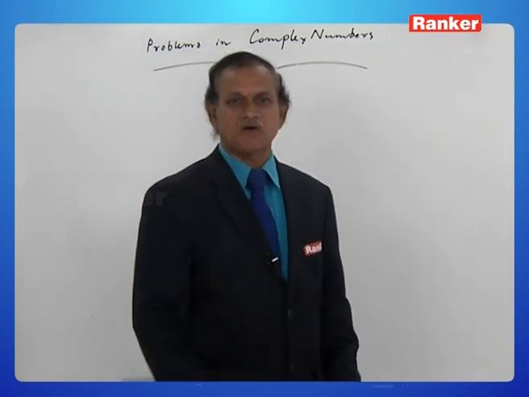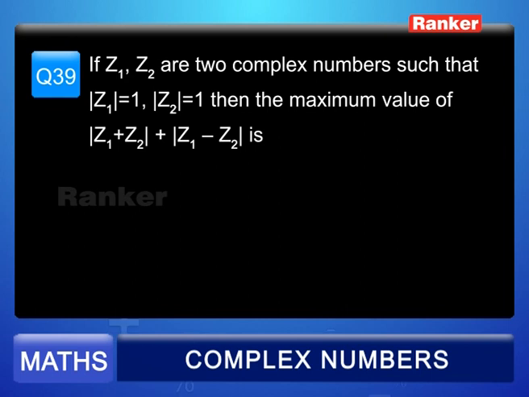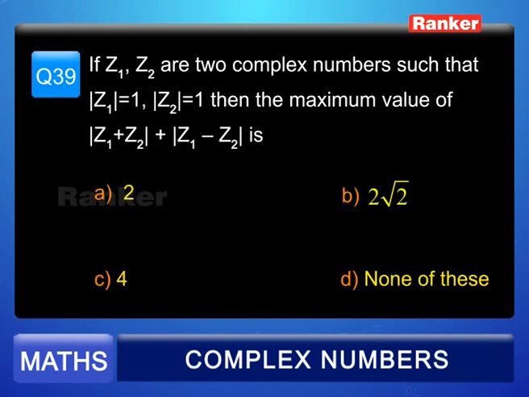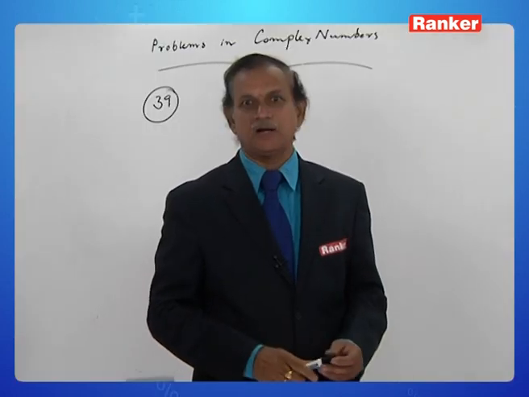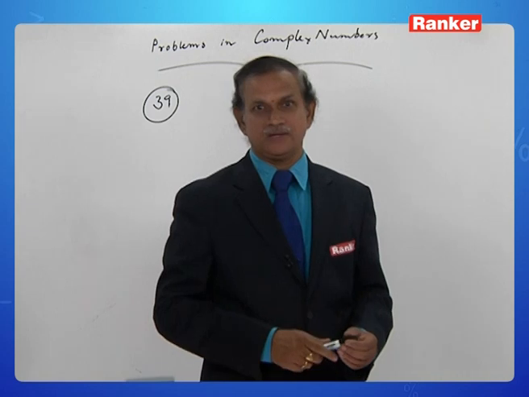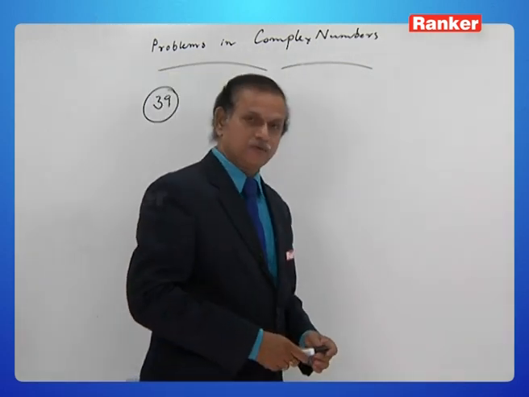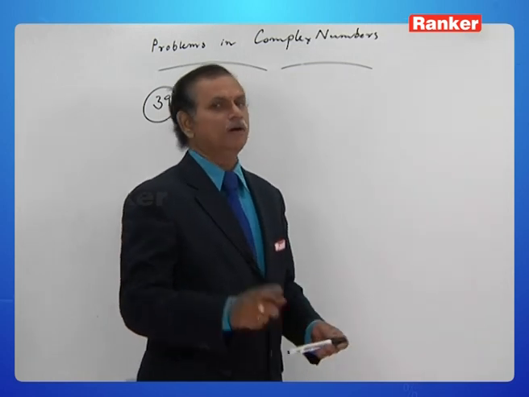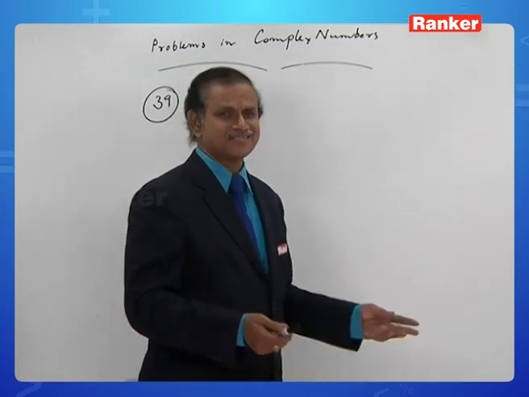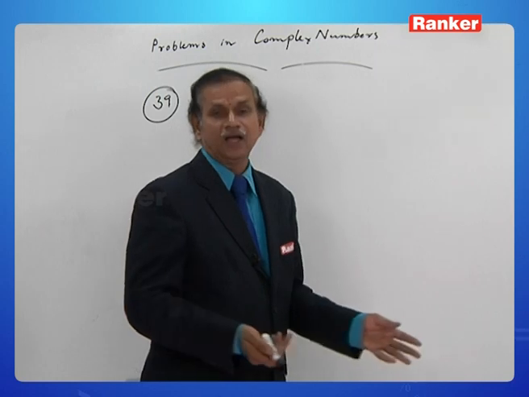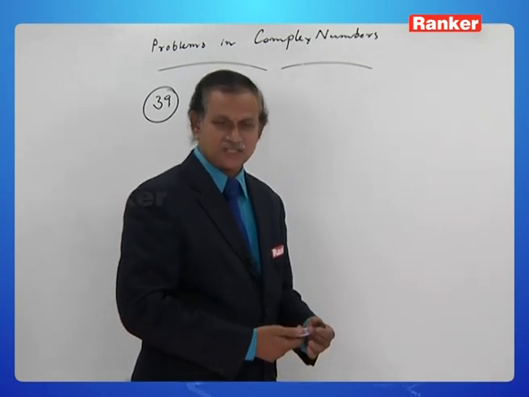The next question before us is question number 39. Now it is a special case of interest. Mod Z1 is 1 and mod Z2 is also 1. That is, Z1 and Z2 are complex numbers of unit modulus. It is an asset for us. What I mean to say is, if you want to write them in mod amplitude form, modulus is 1. So it is just e power i theta. That is cos theta plus i sine theta, like that.